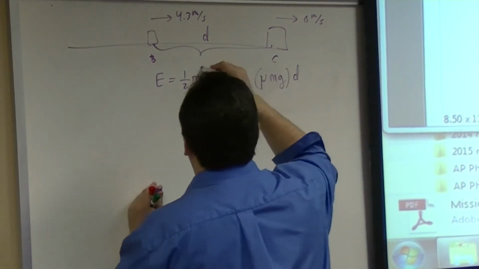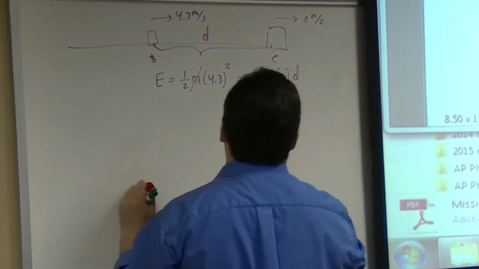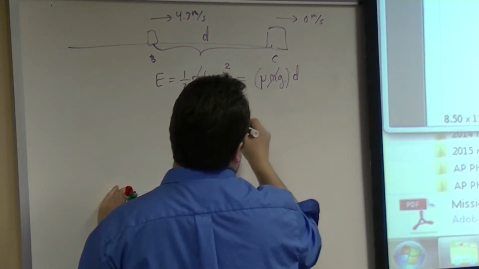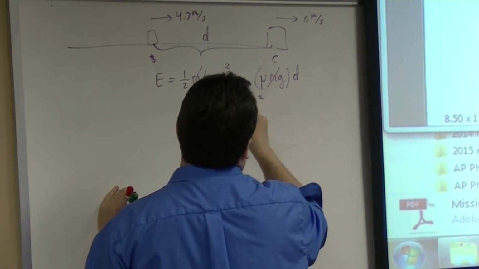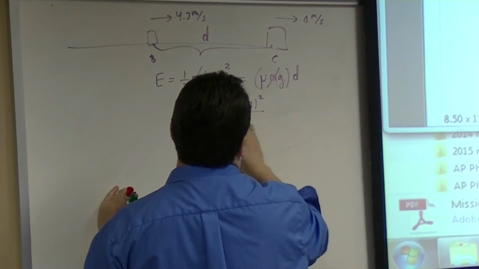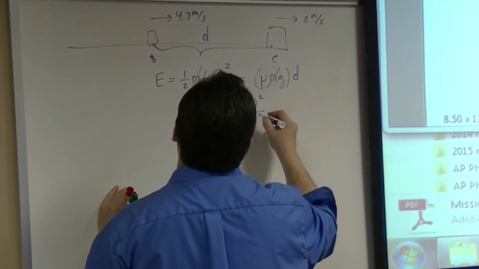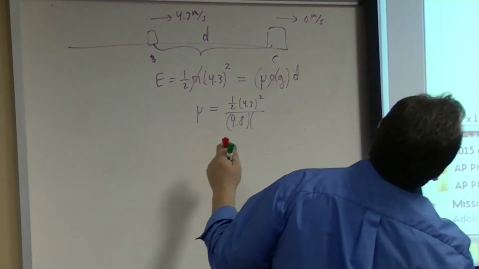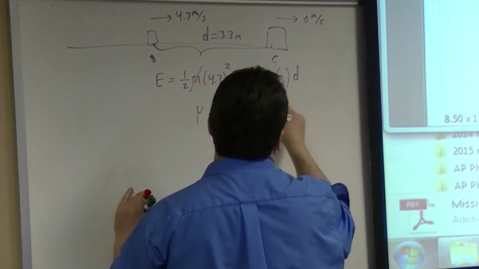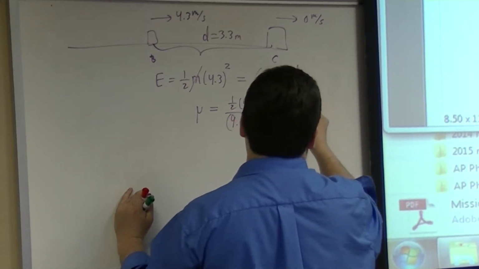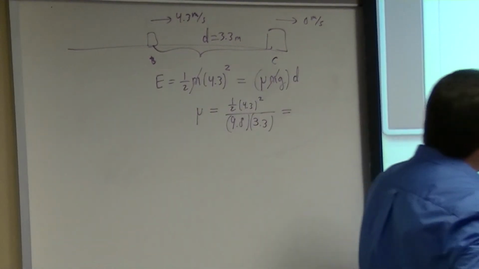Let's see here, we don't need to know m. What are we trying to find? The coefficient of kinetic friction. So that tells us that mu is equal to 1/2 of 4.3 squared, divided by g, which was 9.8, and d, which was 3.3 meters. I put everything in meters, kilograms and seconds, so this should work out. No conversion needed. So that's 0.286.